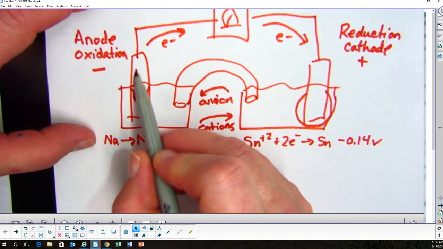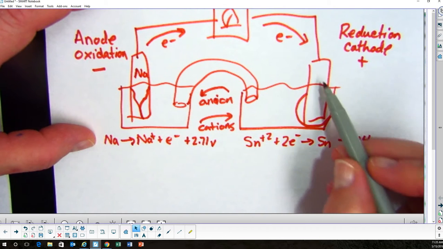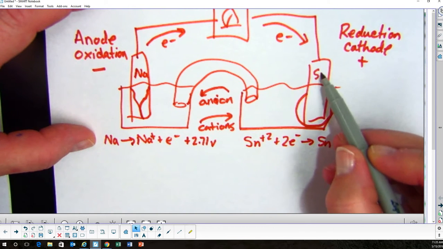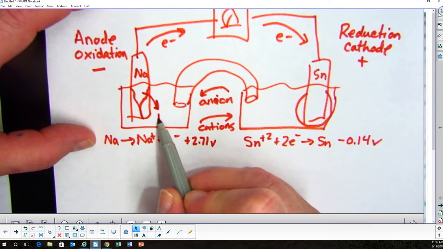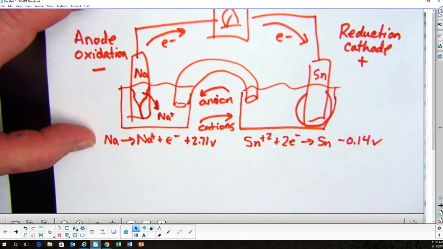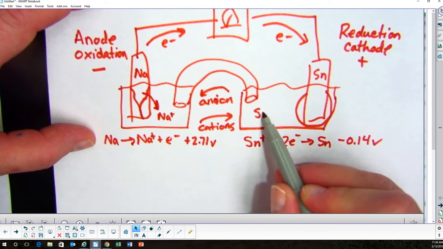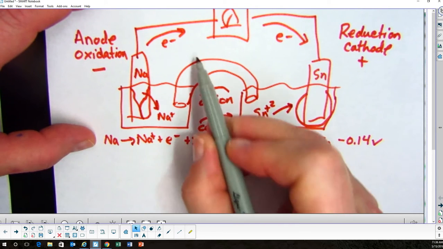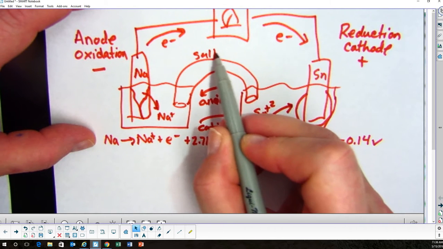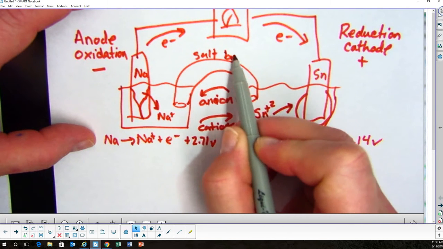Now I can fill in the rest of the stuff here. The electrode is going to be sodium, and the electrode over here is going to be tin. Over here I'm going to have sodium coming out into solution as Na plus. Over here I'm going to have tin plus 2 going out of solution onto the electrode. I also forgot to label my salt bridge.